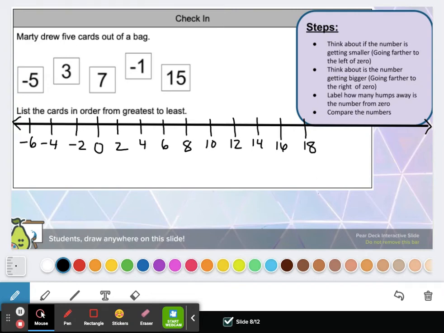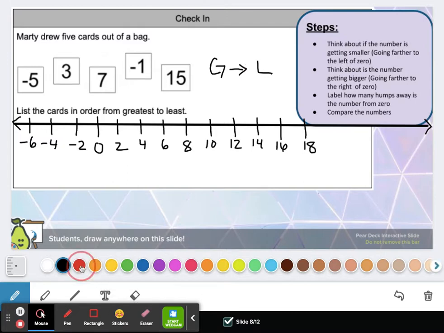So for the check-in, it says Marty drew 5 cards out of a bag, and it's -5, +3, +7, -1, +15. List the cards in order from greatest to least. So I'm going from greatest, from G to L, from greatest to least.